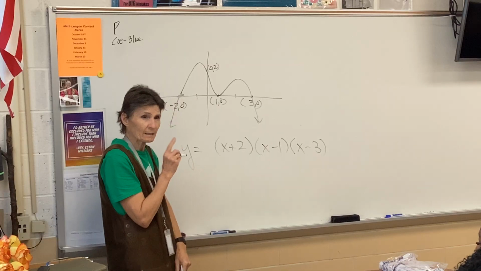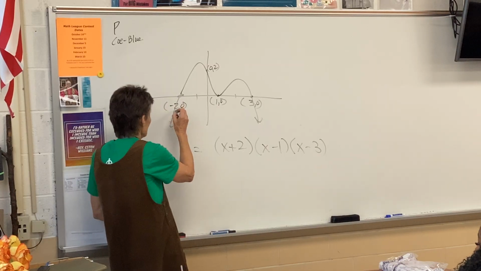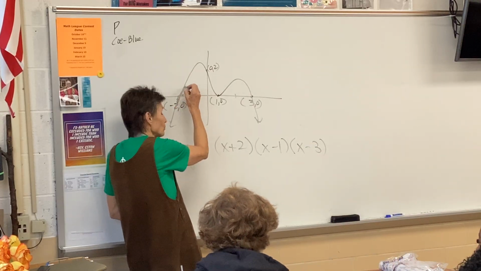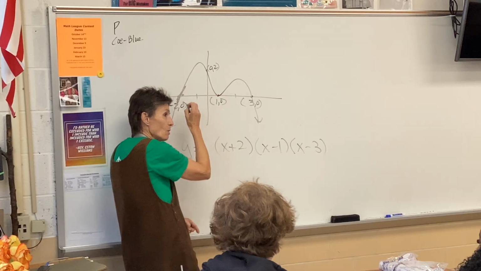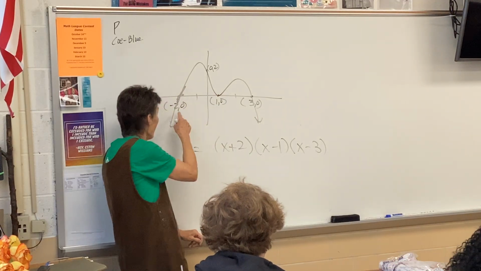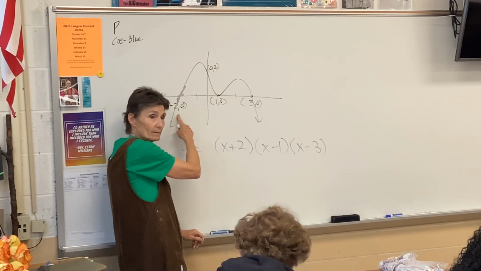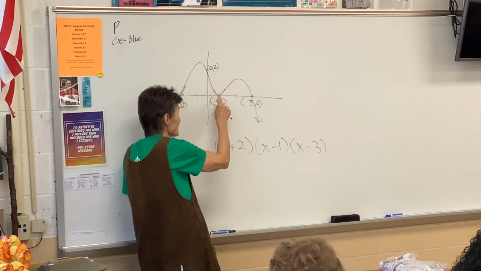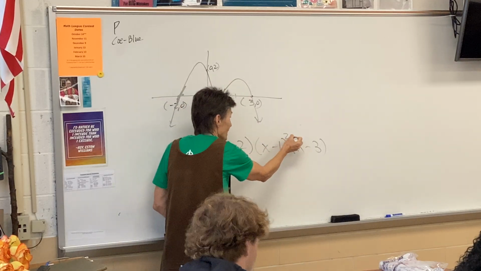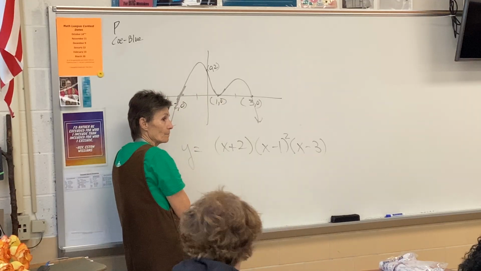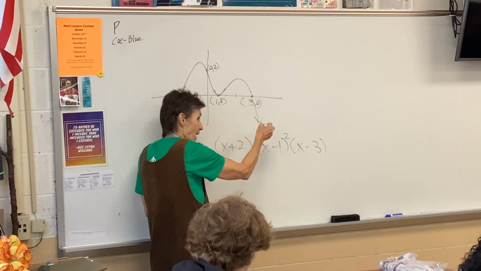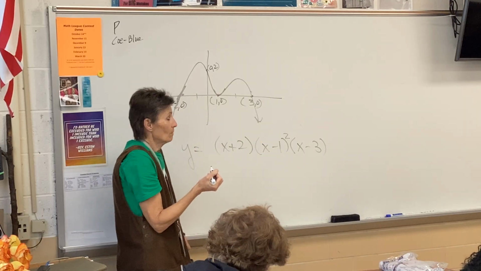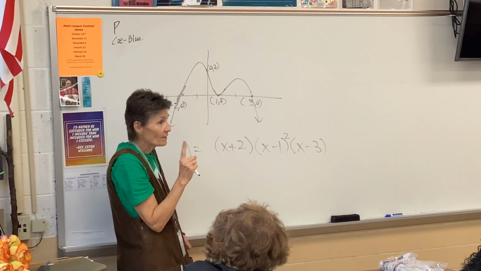Okay, now I'm going to look at that picture carefully. Here, I'm going right through, which tells me what? If I'm going right through that point, then I don't have a power on that parentheses, right? But what's happening here? There I'm bouncing, which means that parentheses has to have a squared. And then that one doesn't. Right?